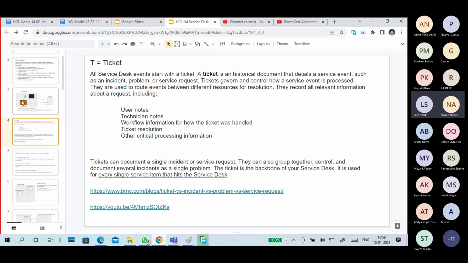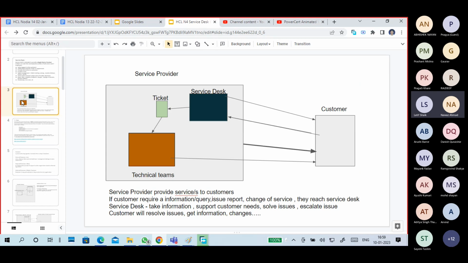So here is a ticket. Whatever comes to the service desk person or the service desk help desk software will create a ticket. The ticket will define who the customer is, what their requirement is, or what their report is. The information is in the service ticket only. This service desk ticket will be resolved by the technical teams. Different teams are there. Once the issue is resolved, the service ticket will be closed.